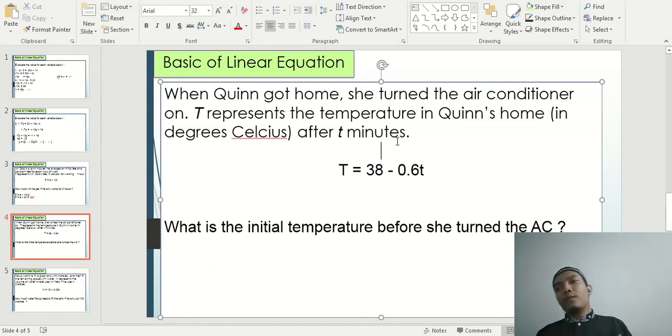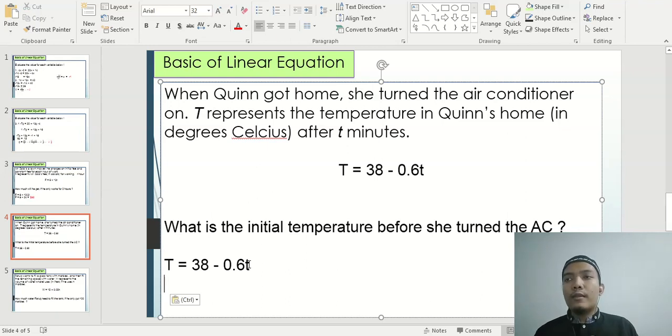What is the initial temperature before she turned on the AC? It does not have anything to do with turning on the AC. You can see in the equation here, it says 38 minus 0.6t, where t is the minutes after turning on the air conditioner. Therefore, if we do not turn on the air conditioner, the answer will be like this.